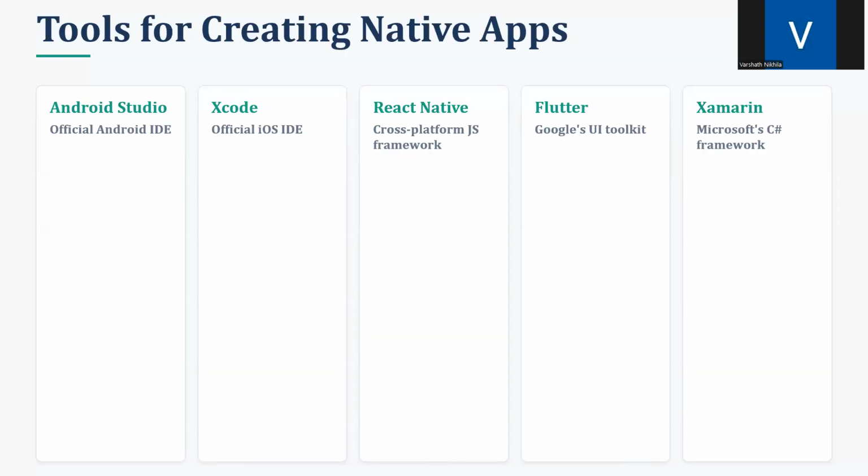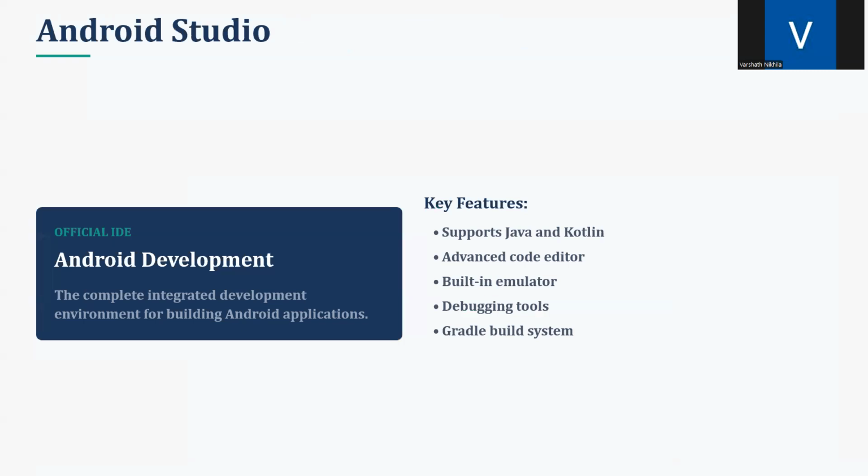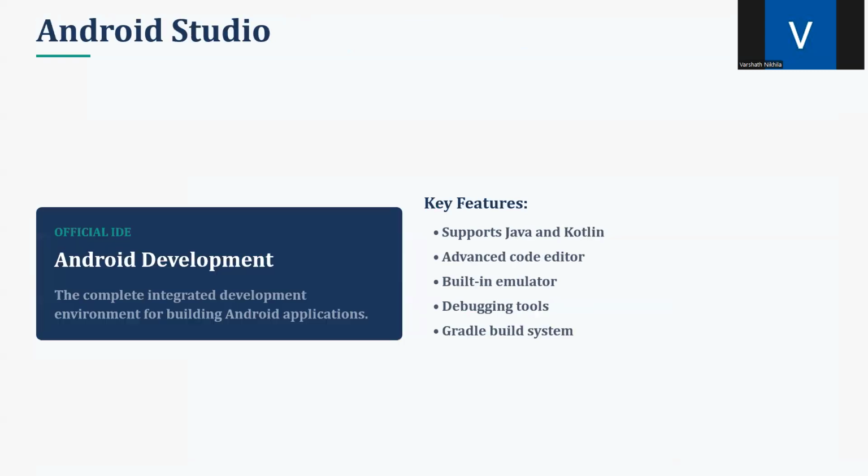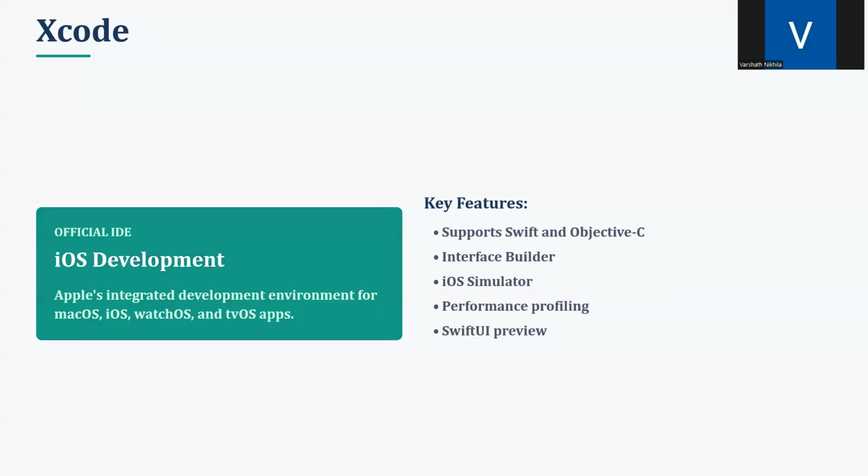Programming languages like Java. For Android development, the official IDE is Android Studio, the complete integrated development environment for building Android applications. Key features: it supports Java and Kotlin, advanced code editor, built-in emulator, debugging tools, and Gradle build system.